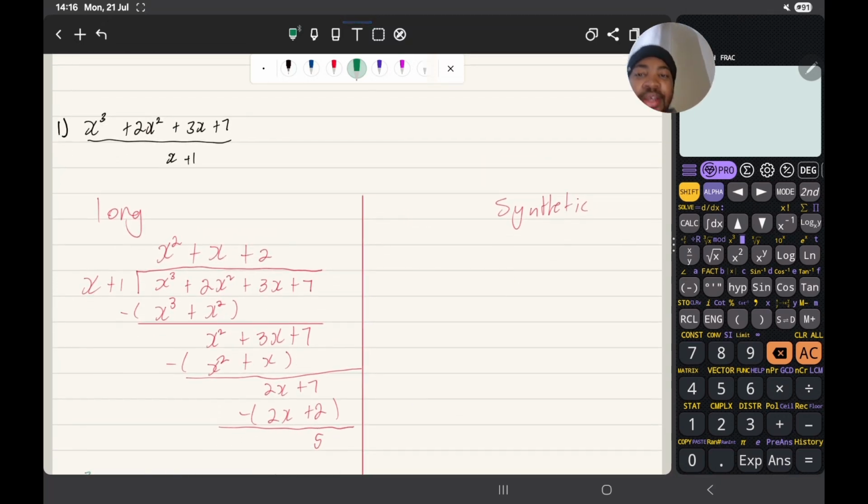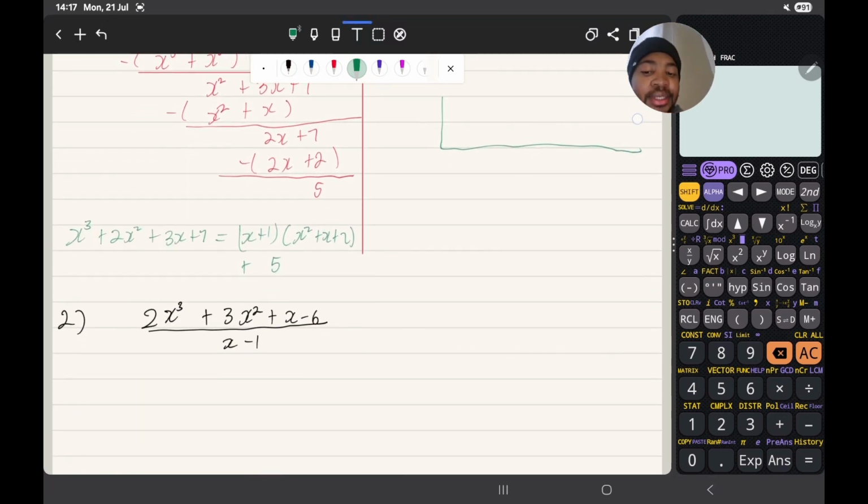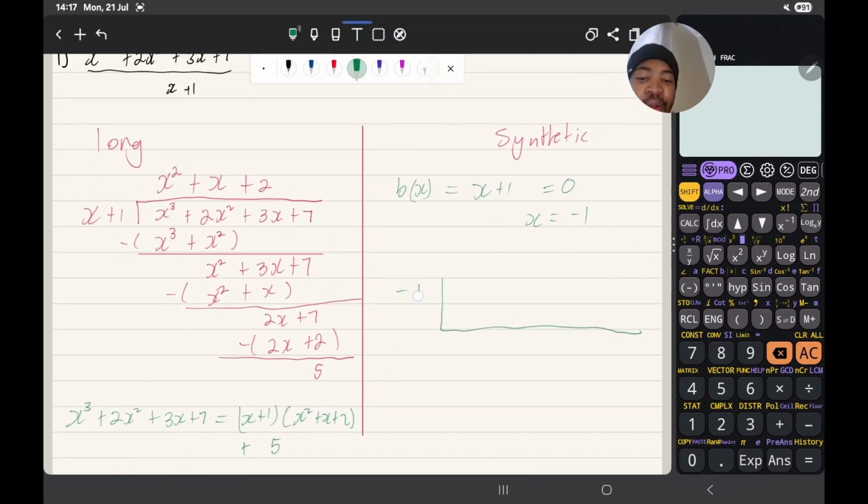So for synthetic, you start with what you are dividing by, right? And then you say b of x, which is x plus 1, equals 0. So now solving for x, you get x equals minus 1, right? And then you draw a line like this, cool. And then you have your -1 here.